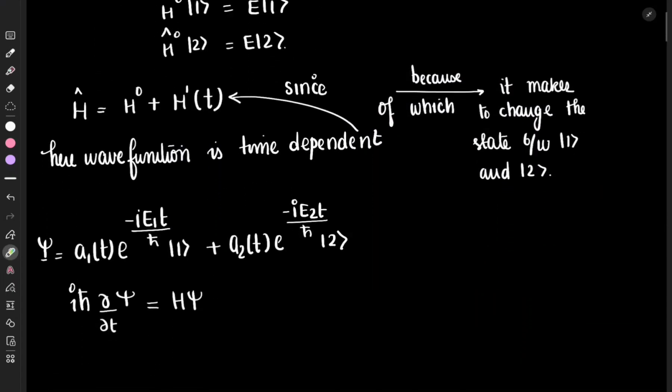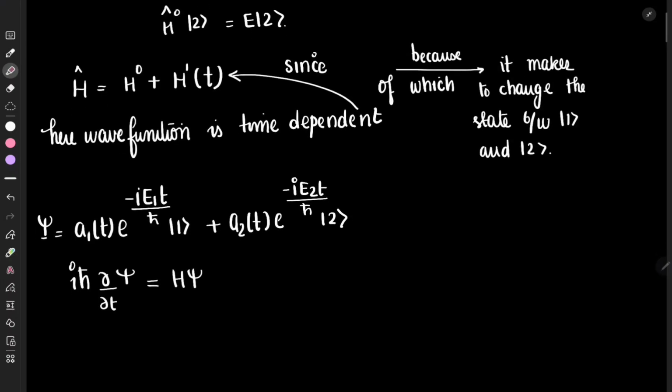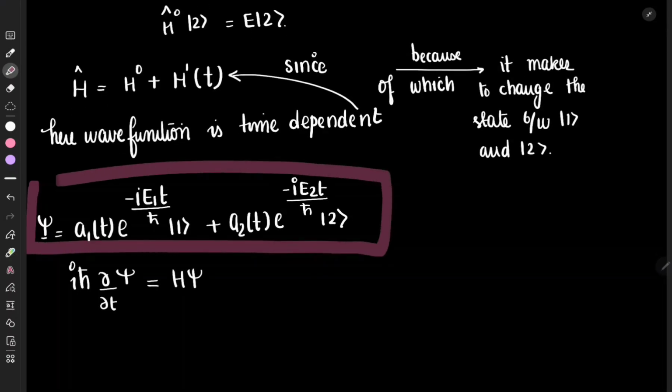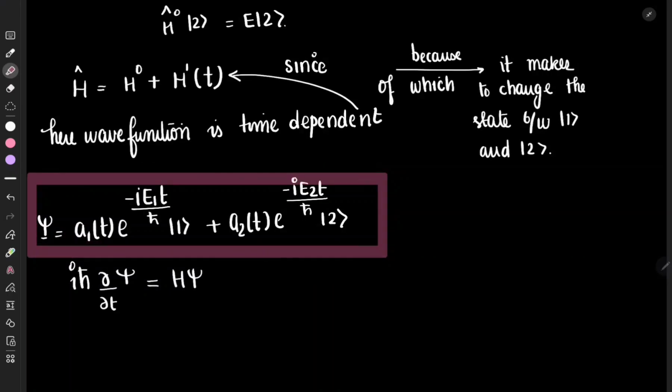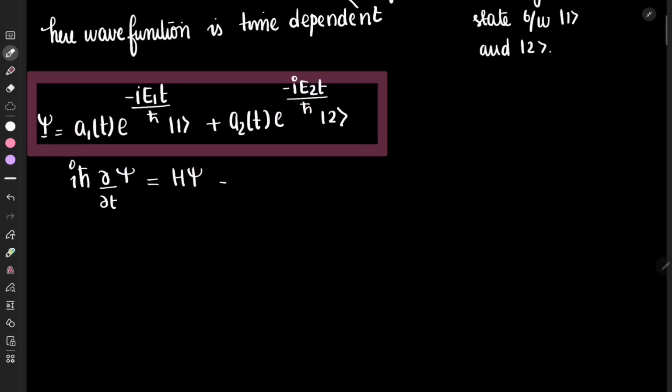So you can write the solution for the wave function as a1 of t e raised to minus i E1 t by h cross ket1 plus a2 of t e raised to minus i E2 t by h cross ket2. And this goes into the Schrodinger equation, that is i h cross dou psi by dou t is equal to H psi. What you're going to do is just substitute psi here and here and solve it simultaneously.